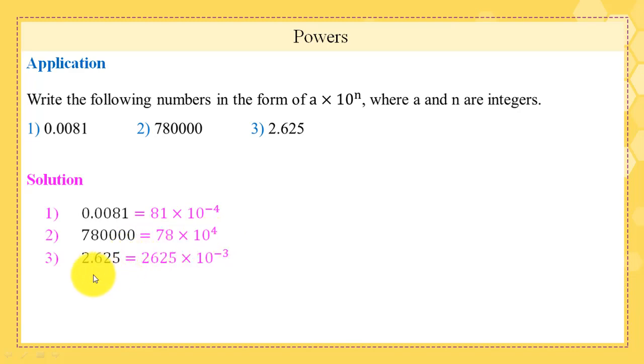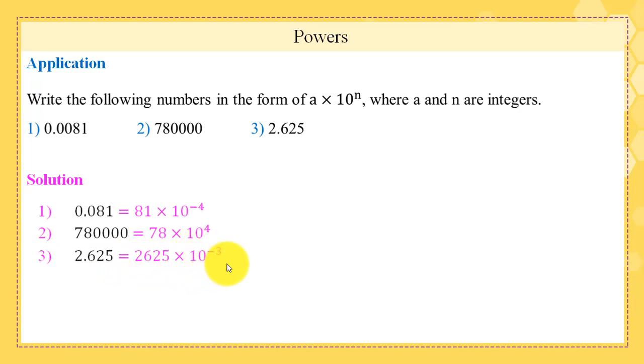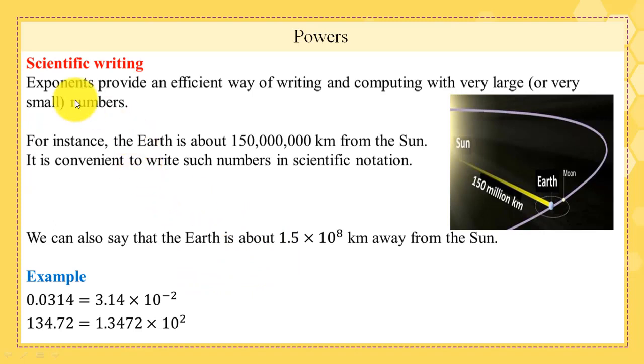Finally, 2.625. Here we have 3 digits after the decimal point. So we get 2,625 times 10 to the power minus 3. Now, what is scientific notation? Exponents provide an efficient way of writing and computing with very large or very small numbers. For instance, the Earth is about 150 million kilometers away from the Sun. It's more convenient to write such numbers in scientific notation.